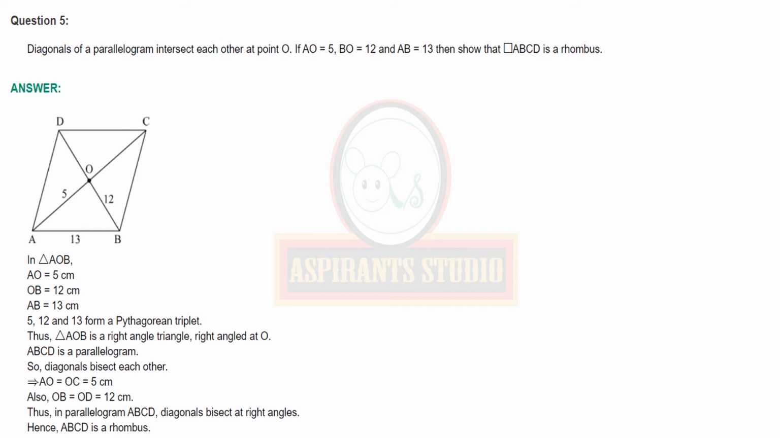In a parallelogram, if the diagonals bisect at right angles, then the parallelogram becomes a rhombus. Hence, parallelogram ABCD is a rhombus. The notation of the quadrilateral ABCD is missing here. Please mention that. Hence, parallelogram ABCD is a rhombus.